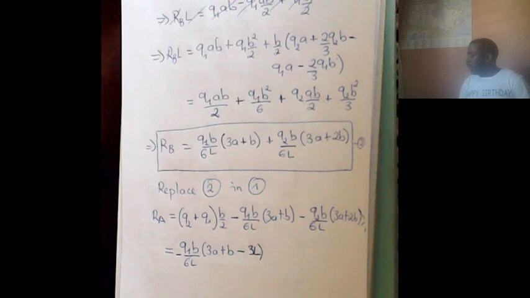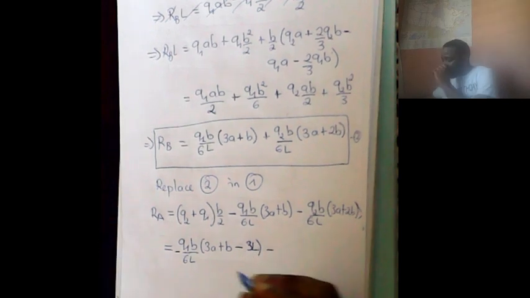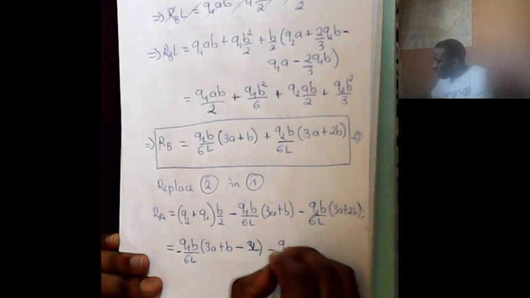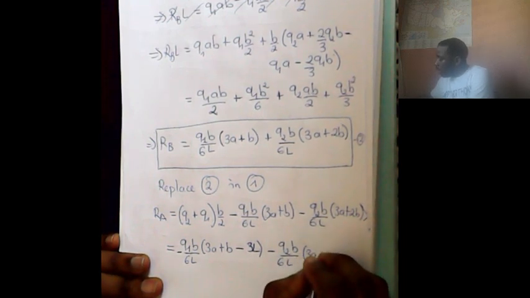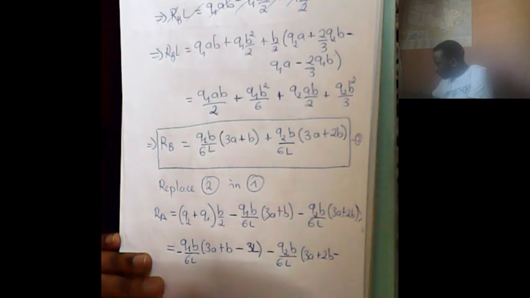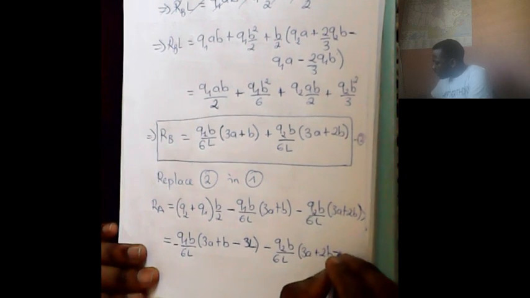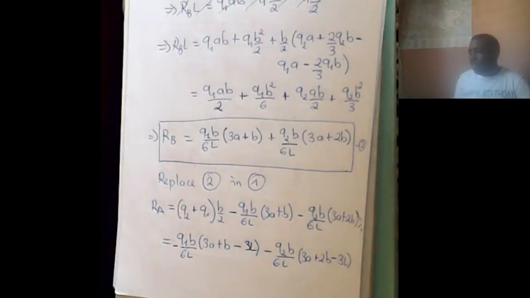So I think that's correct, right? Please confirm it to me. You guys are doctors in these things. Good. And then for the other one, it will be something extremely similar. So I'll just have negative Q2B on 6L into 3A plus 2B, minus what? Minus 3L, right? Yeah, minus 3L. It will be the same thing. So is that correct? Please just tell me.